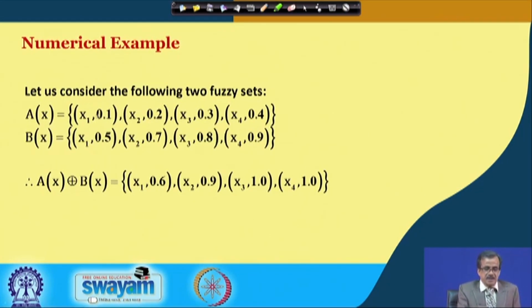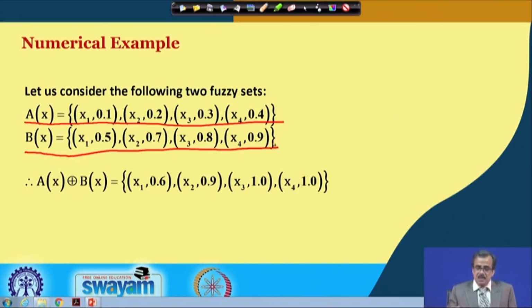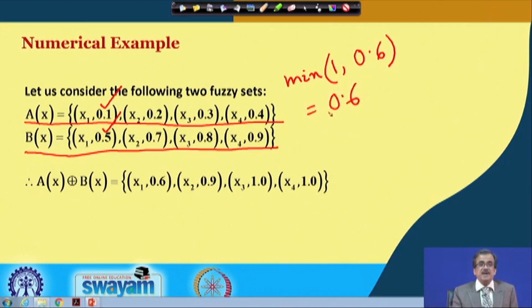Supposing that A(x) is a discrete fuzzy set like this, and B(x) is another discrete fuzzy set like this. What you will have to do is find the minimum between 1 and the sum of this mu value and that mu value. So, 0.1 plus 0.5 is 0.6, and the minimum is 0.6. Corresponding to x1, I will write down 0.6.